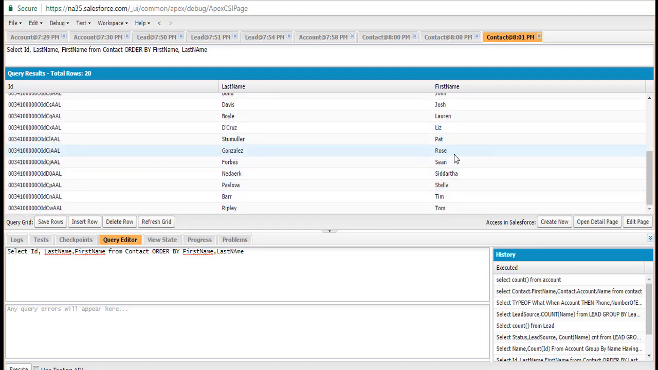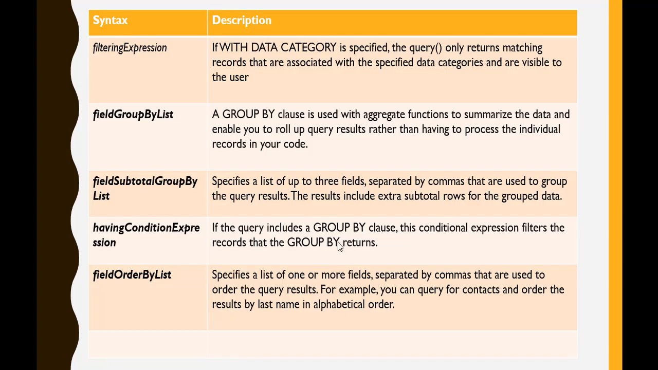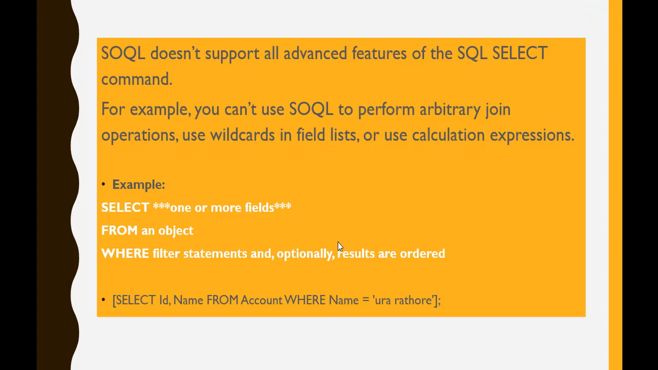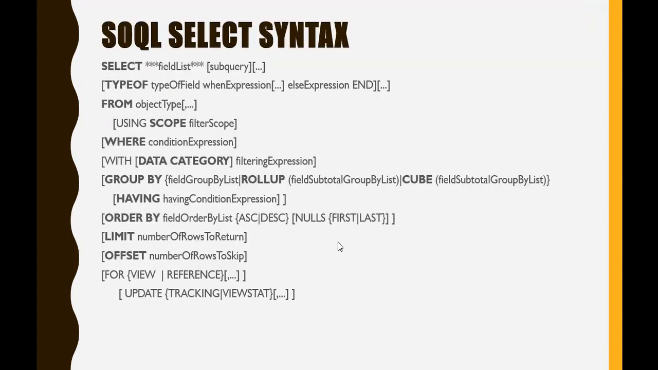So this is another clause which is available for SOQL statements. These are an overview of all the different clauses that are available. We learned about GROUP BY, ORDER BY, HAVING, TYPEOF, etc. These are the different clauses that are available, along with data category and the WHERE condition. LIMIT is if you want to limit the number of rows that you return. OFFSET is the number of rows to skip.